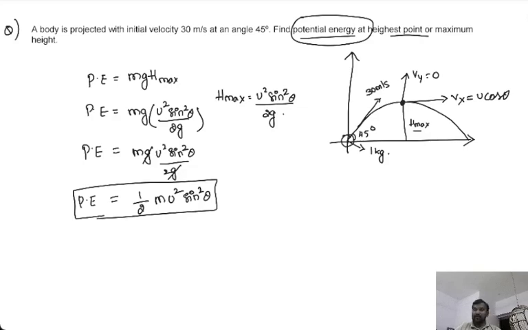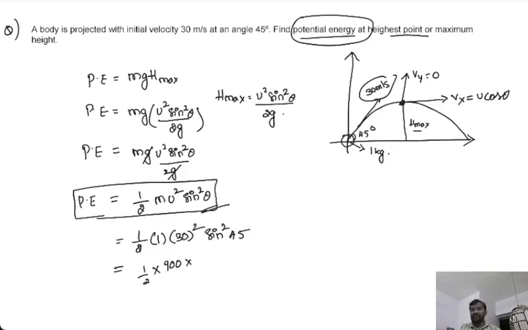Potential energy. This formula is applicable at the highest point. Now, according to the question, how much is the mass given? 1 kg. So in the m place, substitute 1. In the u place, how much is the initial velocity? 30. So, 30 squared, sine squared of the angle, and how much is the angle? 45 degrees. Then you write it as 1 by 2 into 30 squared, which is 900, into sine squared 45.